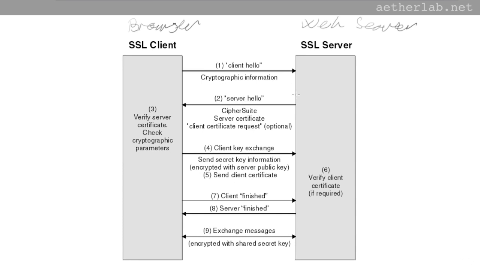Then the second step is that the server sends a server hello request, which contains the cipher suite which was chosen by the server and the server certificate so that the browser can check whether this certificate is valid or not. And if the server wants to validate the client, then it can also ask for a certificate with a client certificate request. After that, the browser will check the server certificate and the cryptographic parameters and start with the next request, the client key exchange. The goal is to create a secure key which they can use later on to encrypt the traffic.